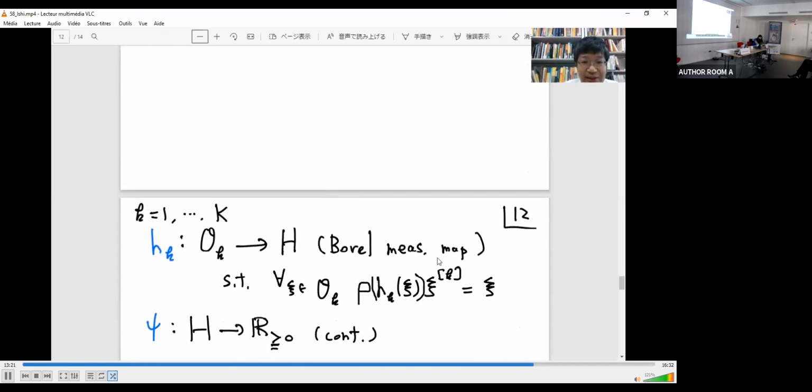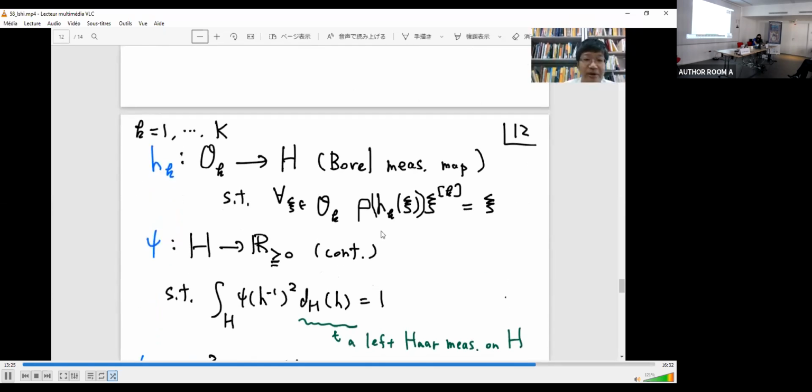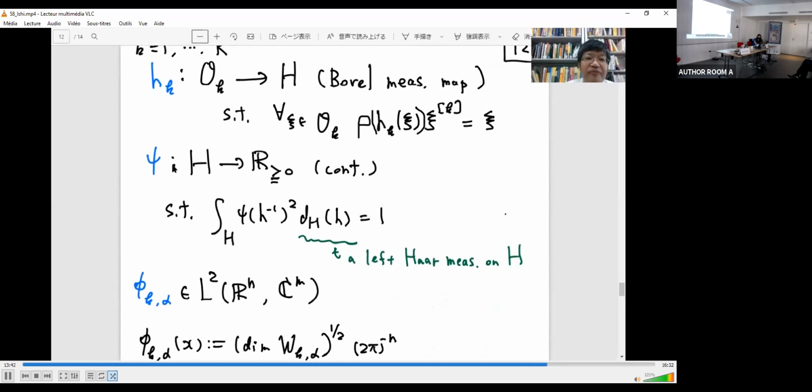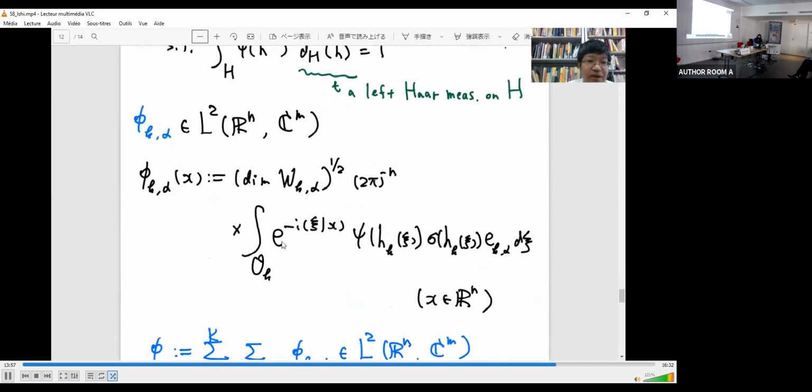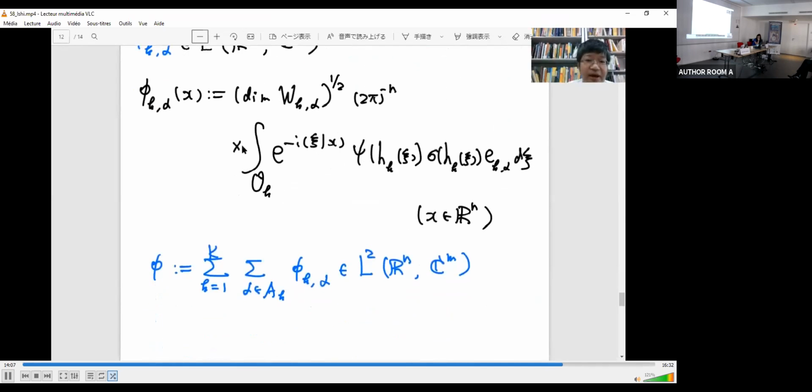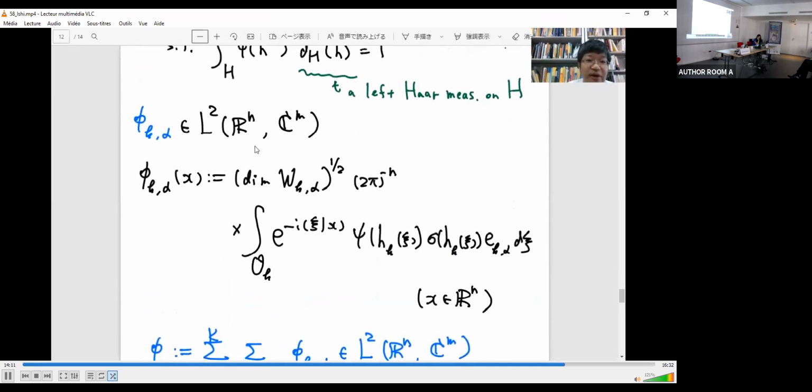So based on this Schur orthogonality relation, we can construct our special wavelet transforms. So anyway, for k equal to 1 to K, let h_k be a measurable map such that for z in O_k, we have this formula. And let c be a non-negative function on H such that the square of this quantity equals 1 with respect to the left Haar measure on H. Then we define phi_k alpha from c and e_k alpha in this way. Actually this converges, and we can show that sigma_k alpha is square integrable.